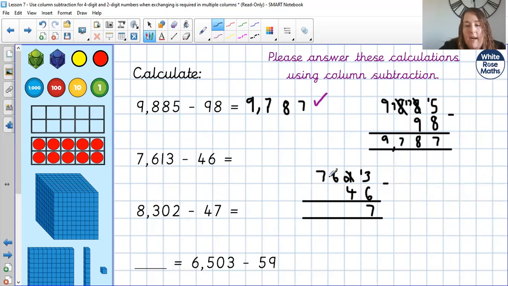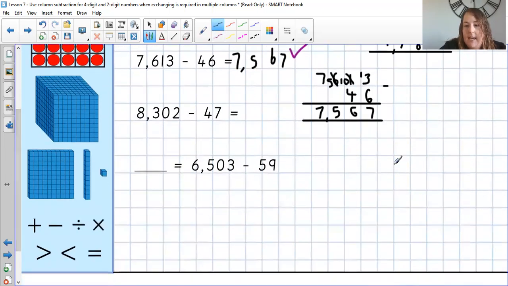0 take away 4, I can't do, so cross out my 6, leave a 5, pop it next to my 0, so it's now 10 tens. 10 take away 4 is 6. 5 take away nothing is 5, and 7 take away nothing is 7. So our answer is 7,567. Excuse how that 6 came up, but give yourself a tick if you got that one right. Well done. Okay, moving down slightly.